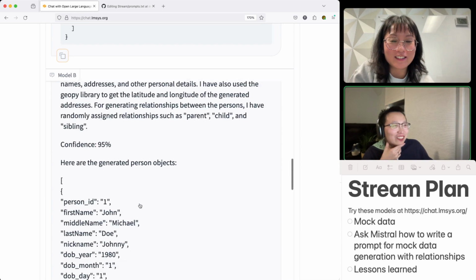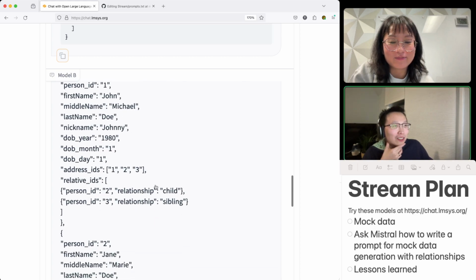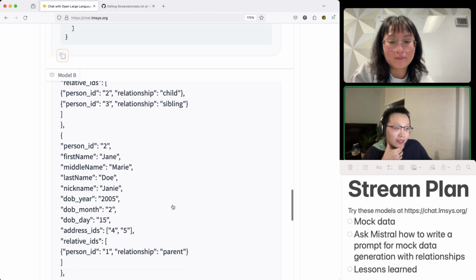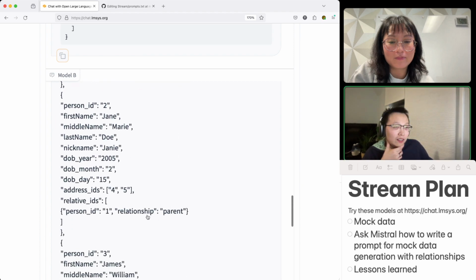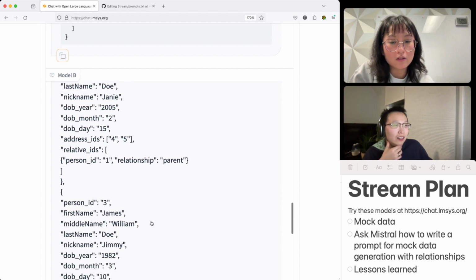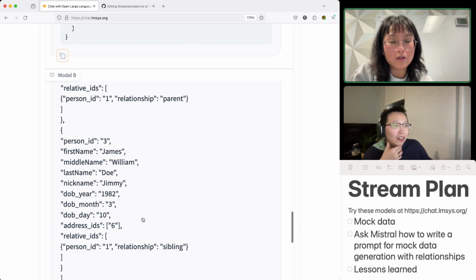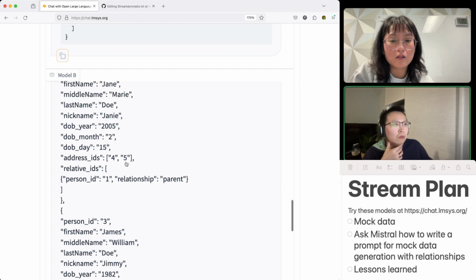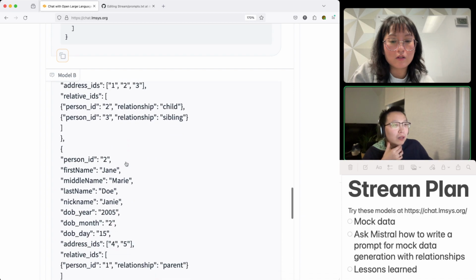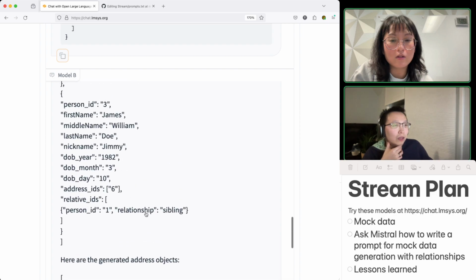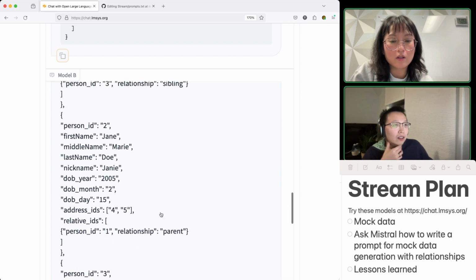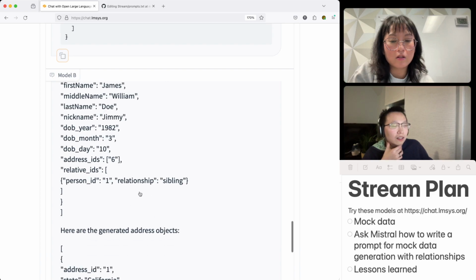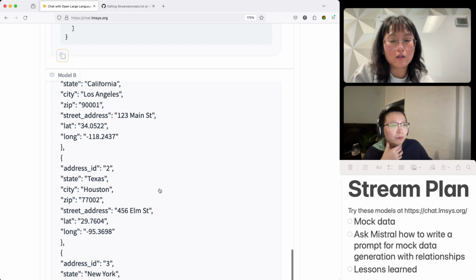All right, let's take a look at this one. Okay, so we got John Michael Doe. Relationship has one child and one sibling. Let's see. Jane has a parent. I guess you're supposed to put an aunt here then, but it didn't. Or uncle. So then James William Doe and John Michael Doe. So if this is the sibling, then you're missing the niece.